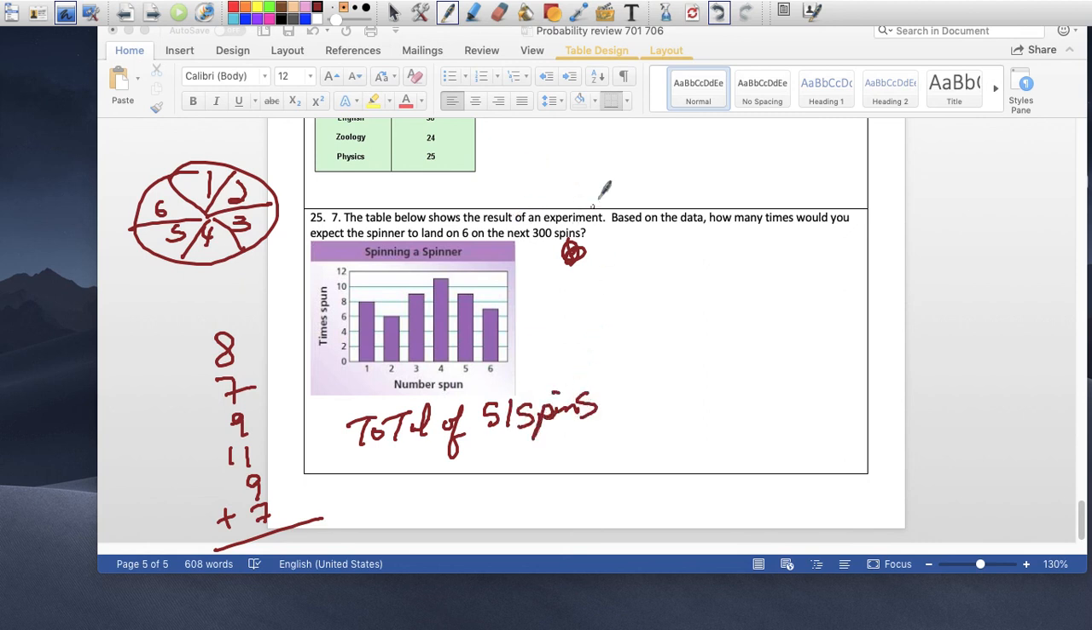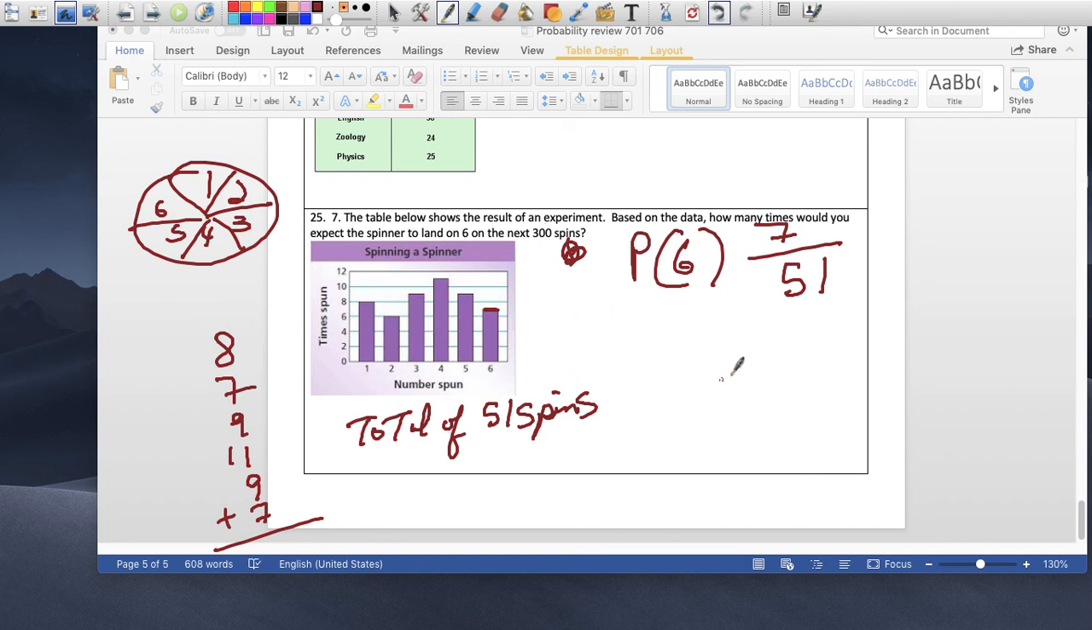So out of the spins, how many times did it land on 6? Well, we spun this 51 times, and it landed on 6 how many times? Right here, this is 7 times. 7 out of 51 landed on number 6.